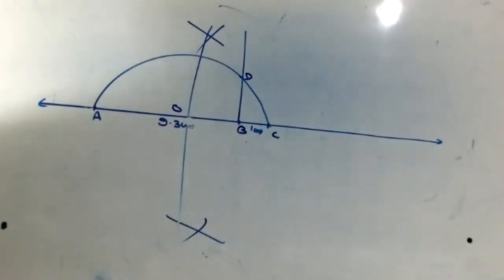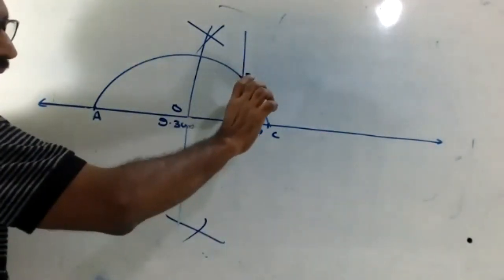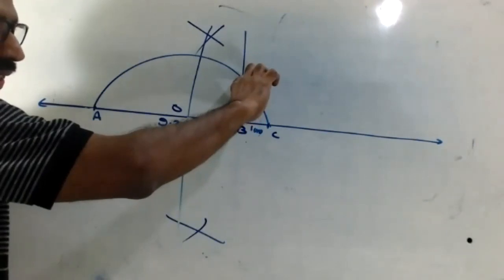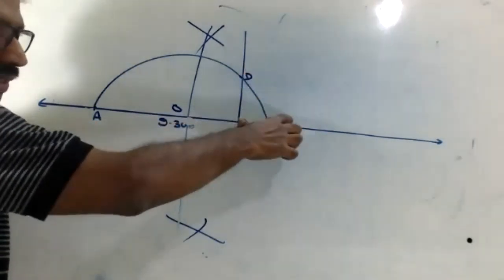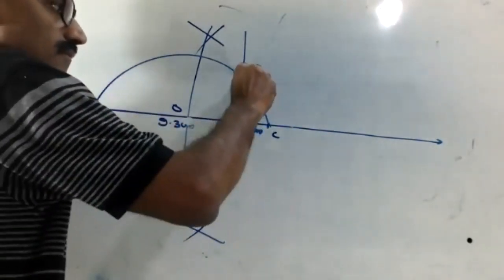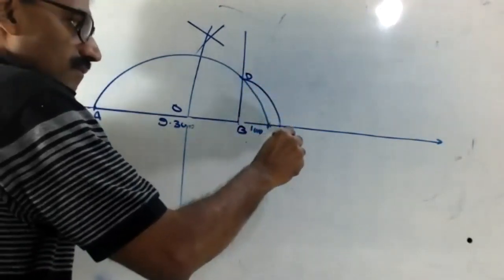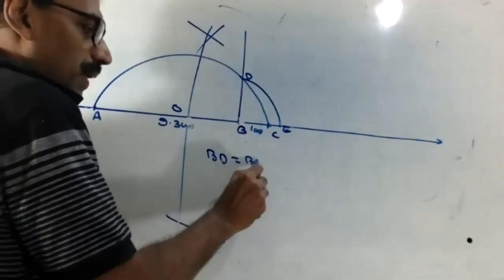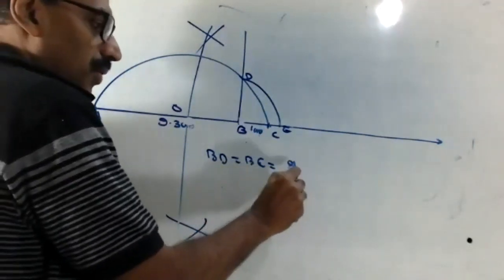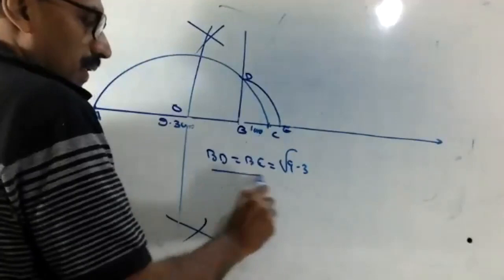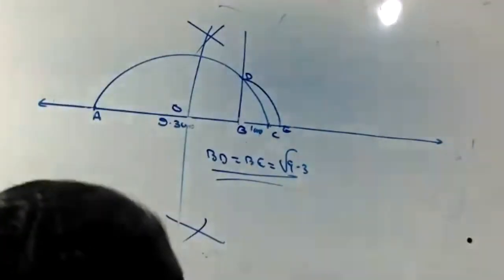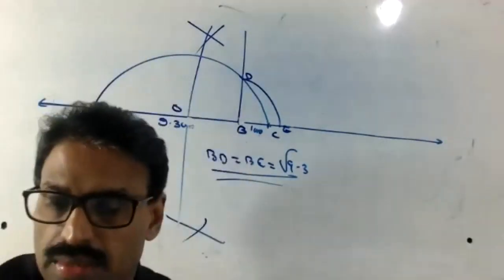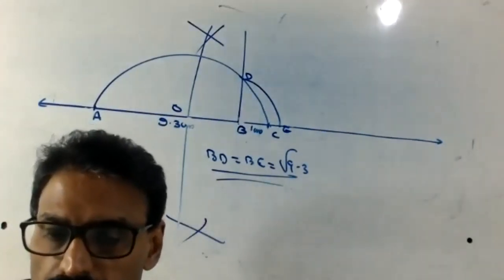Okay. Last step. Here B as center, BD as radius, like this. Draw an arc. Okay. So then we can write BD equal to BE equal to root of 9.3. Okay. Clear now?